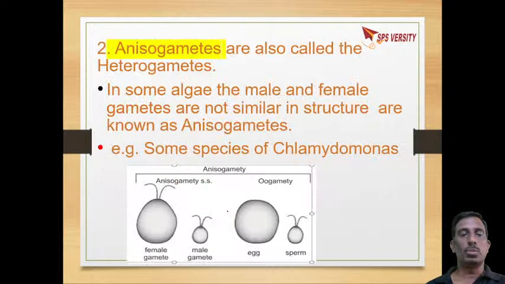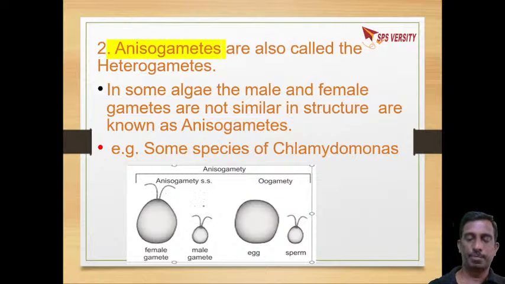Anisogametes, that means heterogametes bhi bolte isko. So aniso bole to there is a difference between gametes, they are not similar. Like a picture mein dekh sakte female gamete bada hai aur chota hai male gamete. There is a difference between male and female gamete, we can differentiate.